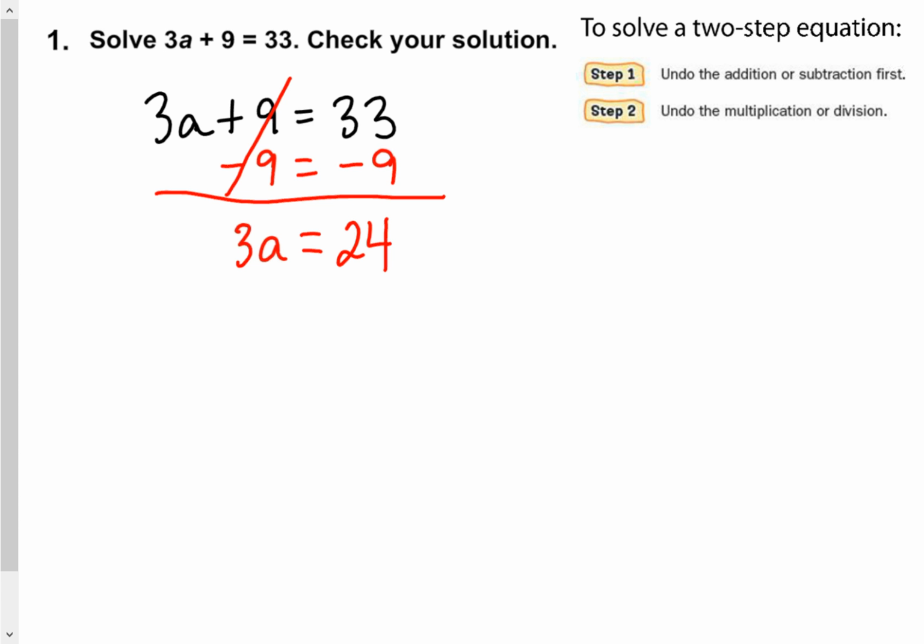Now I'm going to undo my multiplication of 3. And how I do that is I divide by 3 on both sides of the equation. So 3 divided by 3 is 1. So I'm left with a equaling 8.